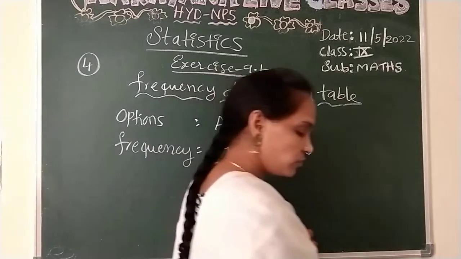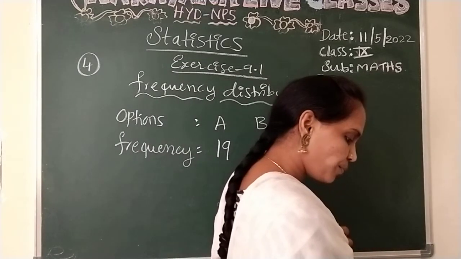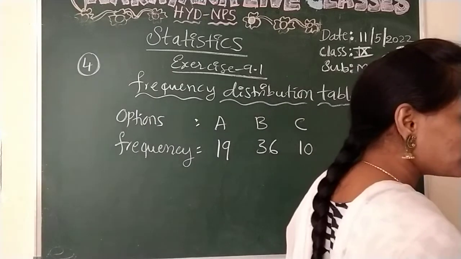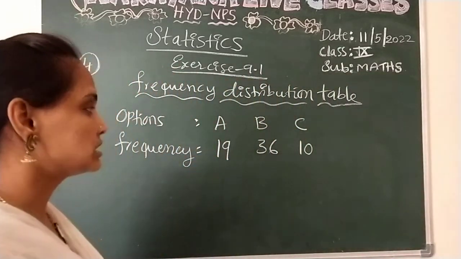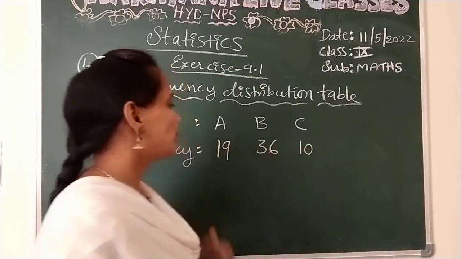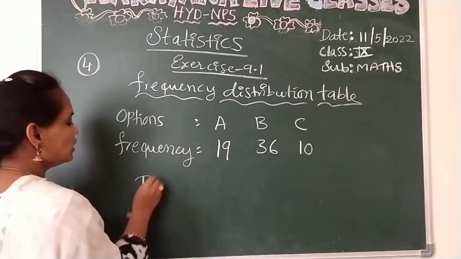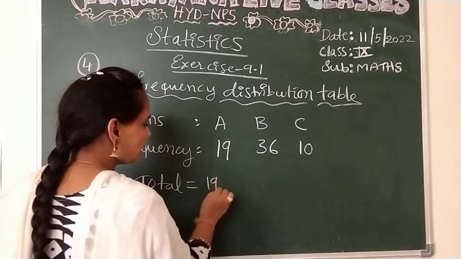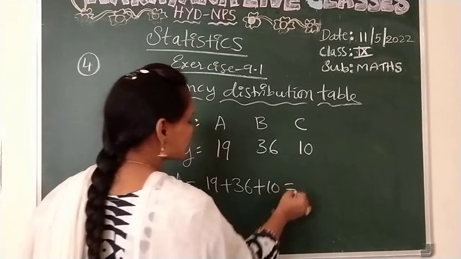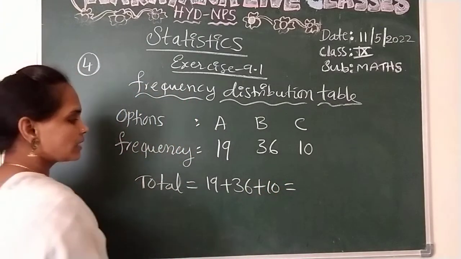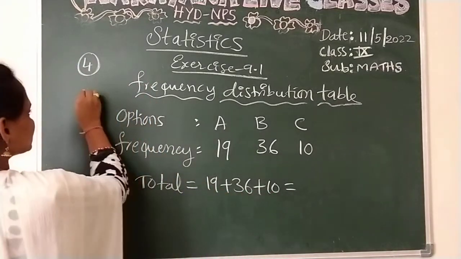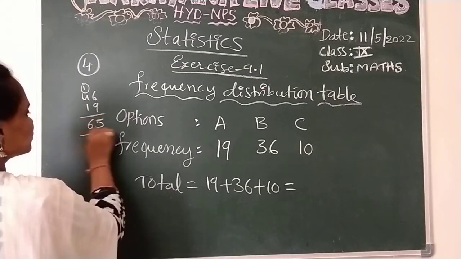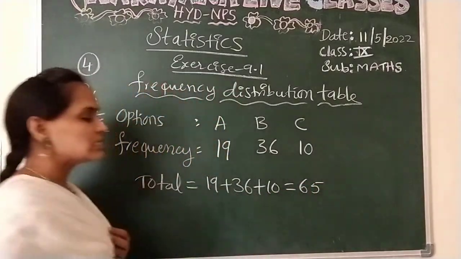Now the questions. How many appropriate answers were received? That means the total appropriate answers received. Total is equal to, we should add all the options. 19 plus 36 plus 10. If you add, 36 plus 10 is 46. 46 plus 19: 6 plus 9 is 15, carry 1, 5, 6. So 65. Total appropriate answers we got is 65.